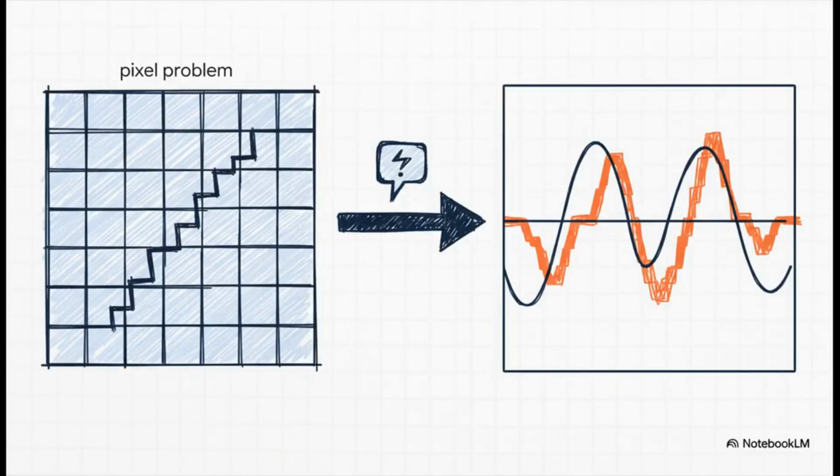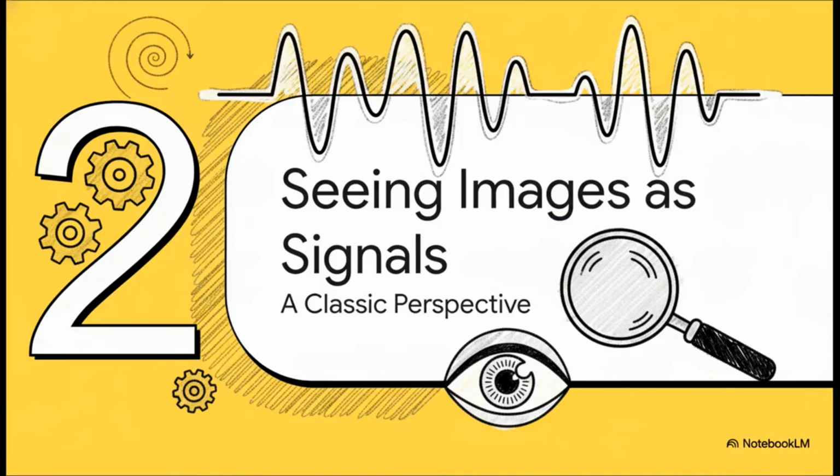See, aliasing isn't just a problem with the pixels themselves, it's a frequency problem. It's a warning sign that we've misunderstood the actual information packed inside the image. So to really get it, we need to look at images in a whole new way. To get to the bottom of aliasing, we have to kind of borrow a page from the past. We have to learn to see images not just as a grid of dots, but as signals.